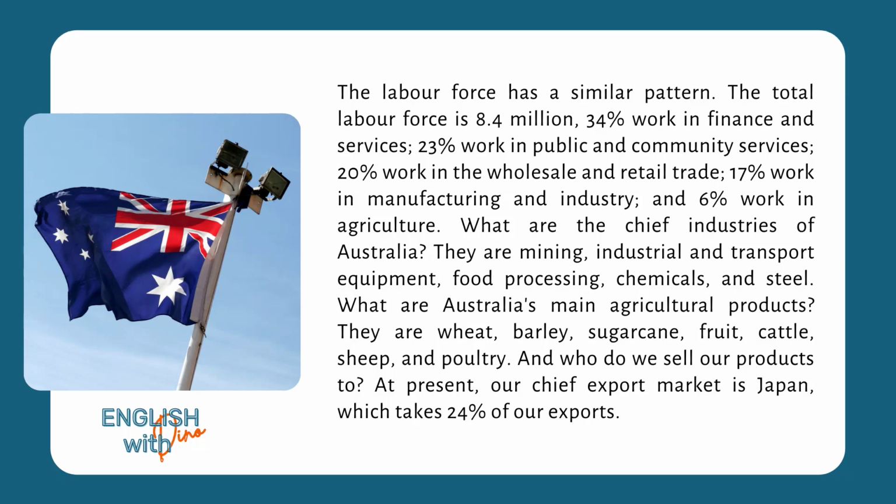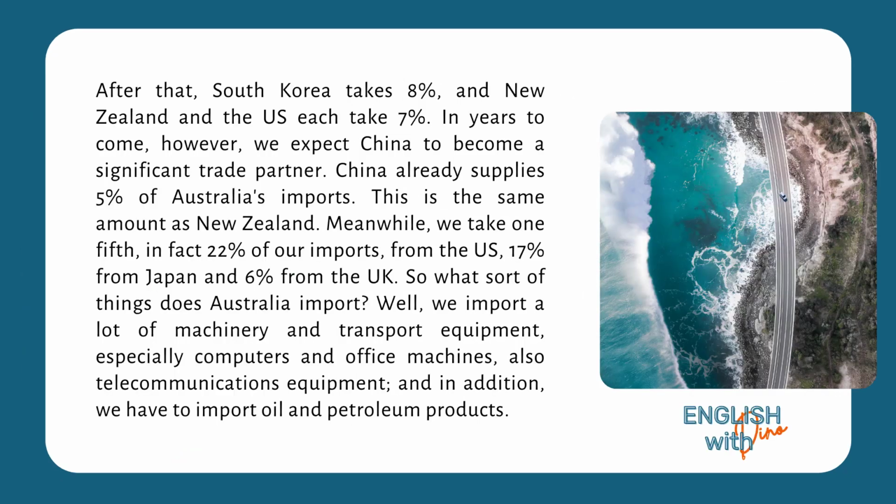And who do we sell our products to? At present, our chief export market is Japan, which takes 24% of our exports. After that, South Korea takes 8%, and New Zealand and the U.S. each take 7%. In years to come, however, we expect China to become a significant trade partner. China already supplies 5% of Australia's imports. This is the same amount as New Zealand.